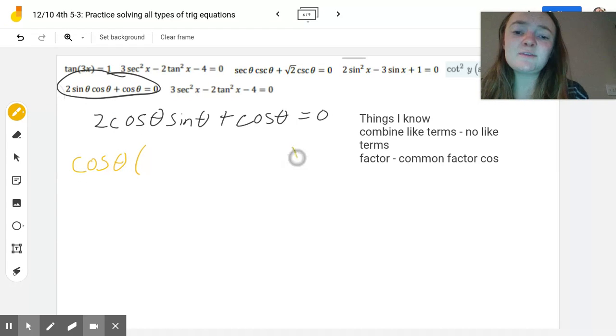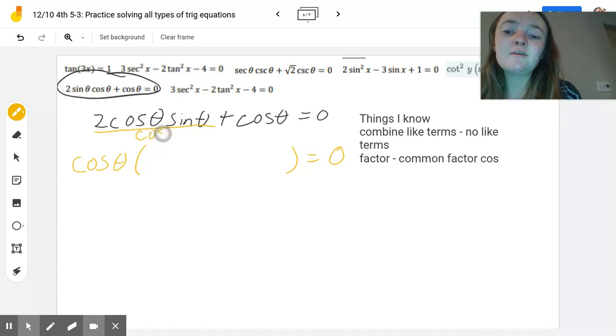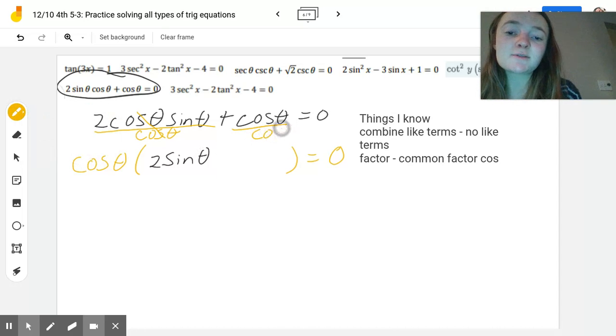And what is left on the inside? So here's a little trick I use. Just be careful with the trick, obviously. Don't actually go dividing. A little trick I like to use to know what's on the inside is, if I'm taking cosine out, that's the equivalent of me dividing by cosine. And so what's left on the inside is going to be 2 sine of theta. And then what's left on the inside here, if I divide by cosine, is going to be 1. So I'm going to say plus 1.